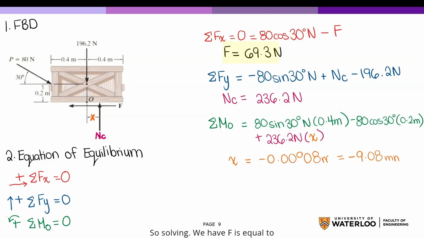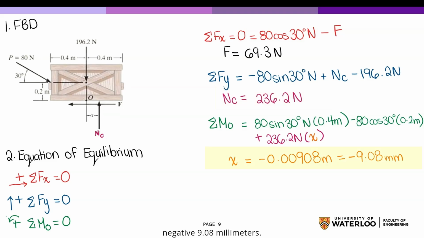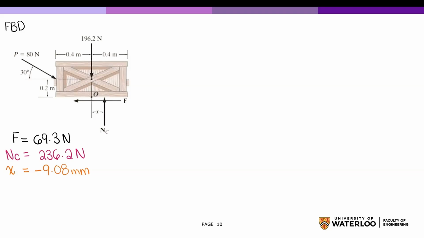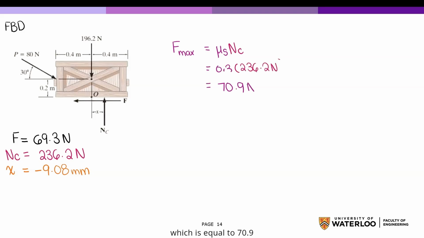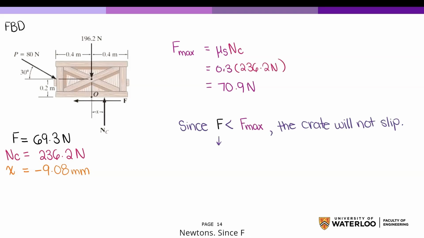Solving, we have F equal to 69.3 newtons, NC equal to 236.2 newtons, and x equal to negative 9.08 millimeters. Since x is negative, it indicates that the resultant normal force acts slightly to the left of the crate's center line. Also, the maximum frictional force that can be developed at the surface of contact is Fmax equal to the coefficient of static friction times NC, which is equal to 70.9 newtons. Since F is less than Fmax, the crate will not slip, although it is very close to doing so.